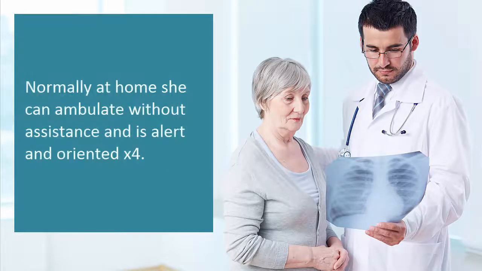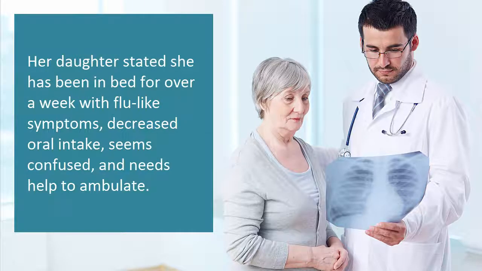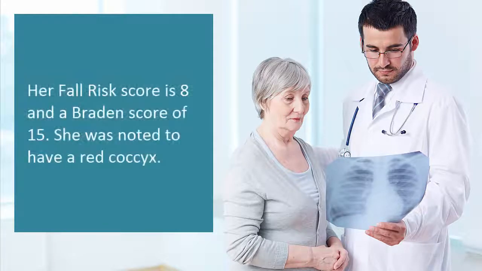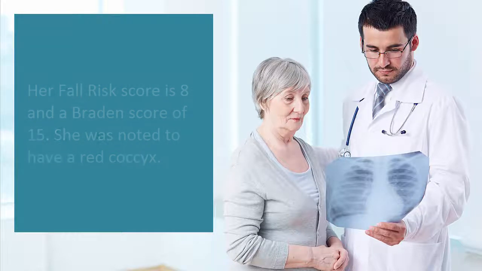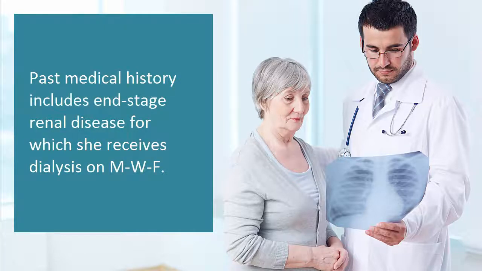Normally at home, she can ambulate without assistance and is alert and oriented ×4. Her daughter stated she has been in bed for over a week with flu-like symptoms, decreased oral intake, seems confused, and needs help to ambulate. Her fall risk score is an 8 and a Braden score of 15. She was noted to have a red coccyx. Past medical history includes end-stage renal disease, for which she receives dialysis on Mondays, Wednesdays, and Fridays.